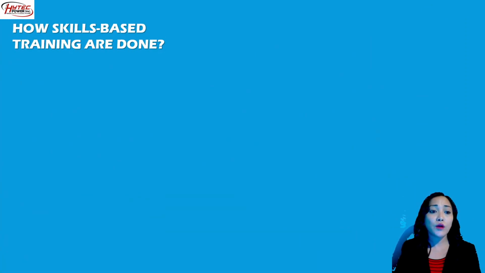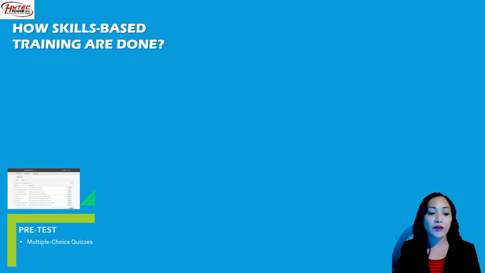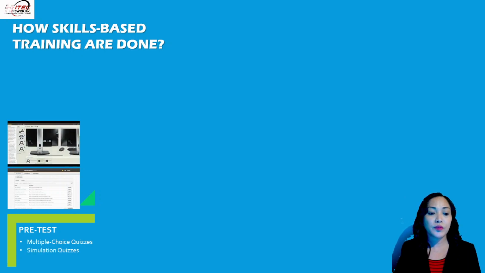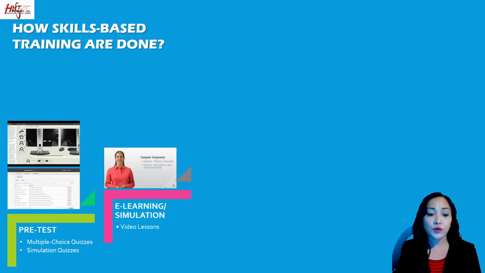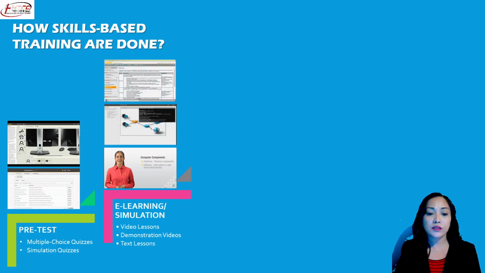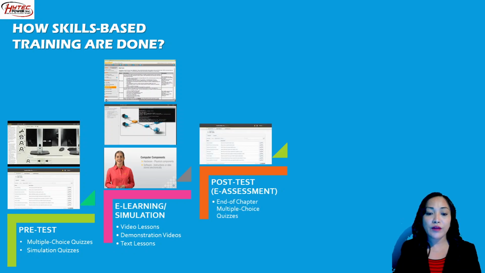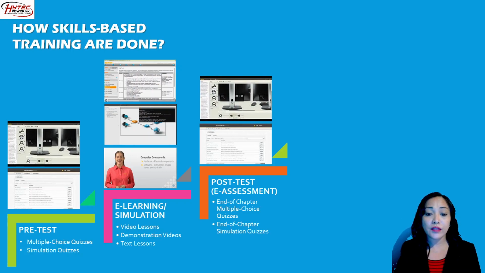Now let me give you how skills-based training is done. First, we'll have the pre-test. Here, you could have the multiple choice quizzes and simulation quizzes. Next, on the e-learning and simulation, you could have the video lessons, demonstration videos, and text lessons. The post-test or e-assessment would cover the end of the chapter multiple choice quizzes, and also the end of the chapter simulation quizzes.